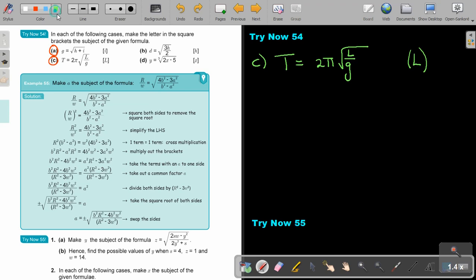So in order to get just the root alone first, I divide by 2 pi. Whatever I do on one side, the rule of the equation, I do on the other side. So I'm getting T over 2 pi equals the square root of L over G. Now I square. So now I will get, and I can leave it first in brackets. I think I can actually leave it until the end in brackets. So this is number C.